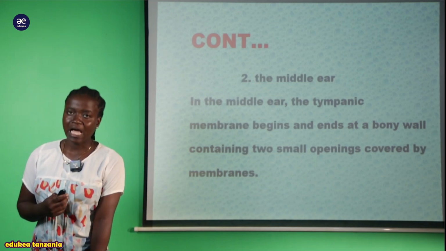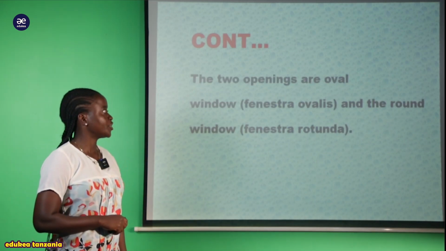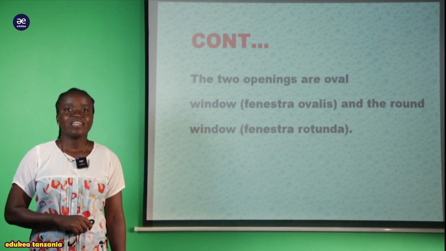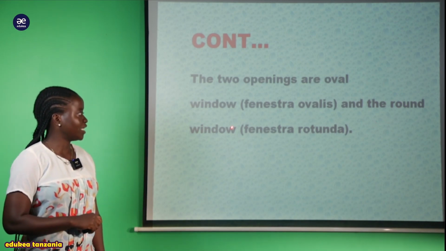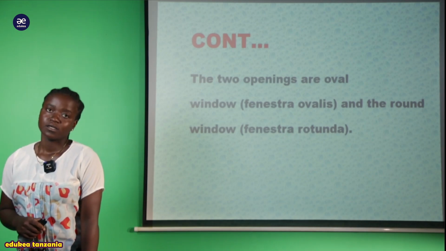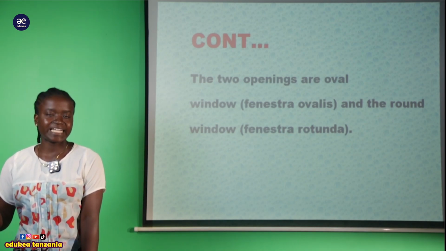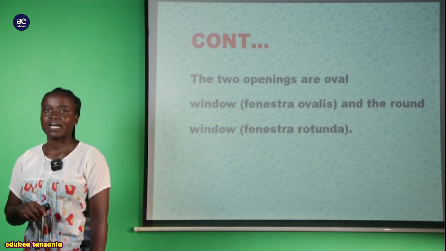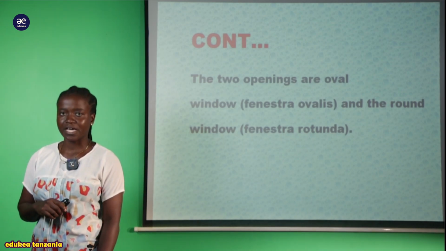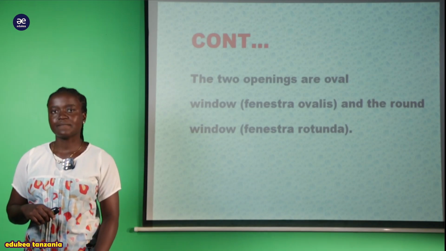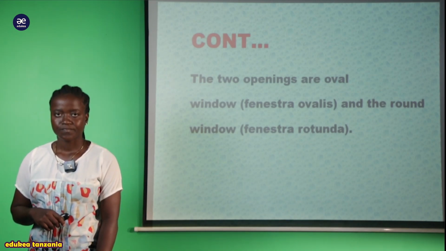Those two small openings, the first one is called the oval window, ambayo inaitwa fenestra ovalis. Lakini the second one we can call the fenestra rotunda. The fenestra rotunda is also found within the structure of the middle ear. Those are the two openings which are found within the middle ear.